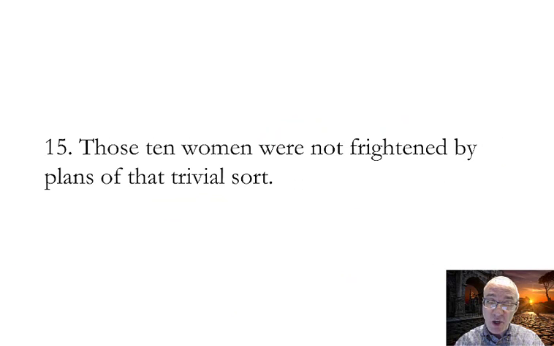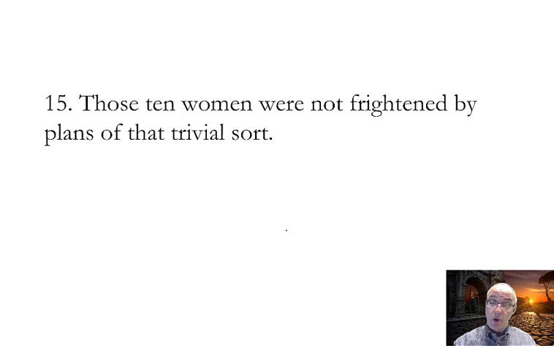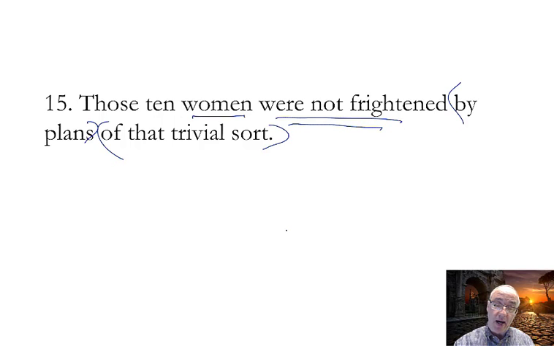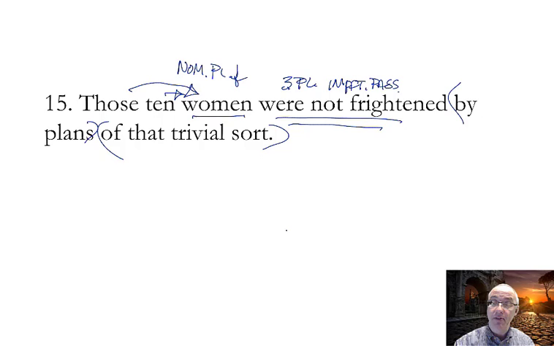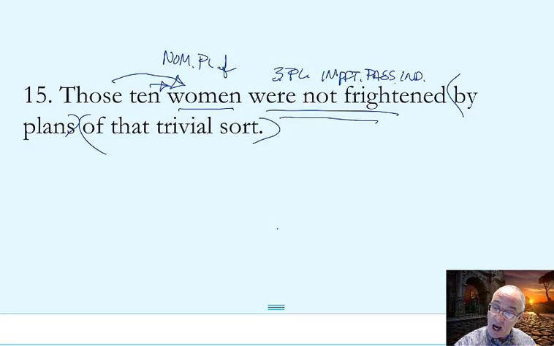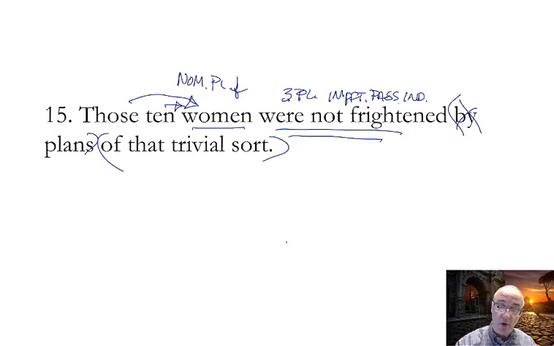Number 15. Those 10 women were not frightened by plans of that trivial sort. So women is your subject. Were not frightened by plans of that sort. Those modifies women. 10 modifies women. Women is nominative plural feminine. Were not frightened, third person plural imperfect passive indicative. So we're going to use our new imperfect endings. By plans, since it is not a person, we're not going to use the word for by. Plans, ablative of means. And so it's going to be ablative plural neuter in this case.